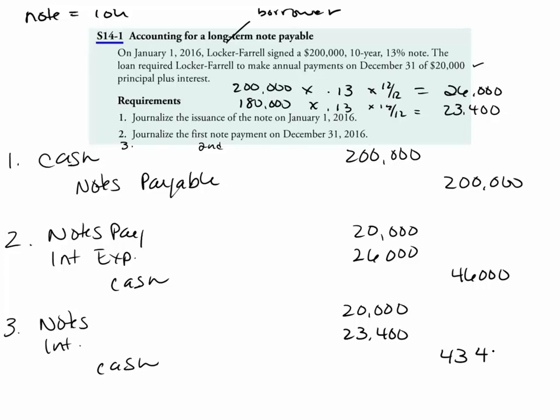And so that'll keep going down as we calculate that 13% on a smaller and smaller balance as I pay that down. So that's a note payable.